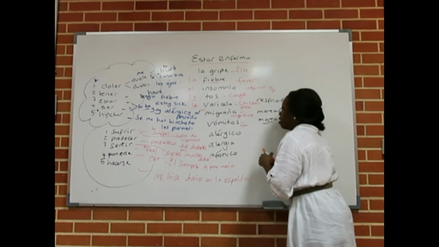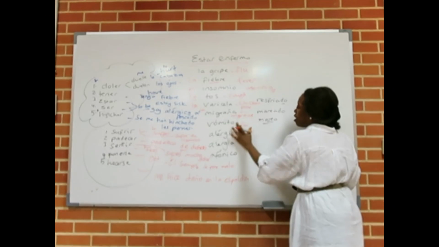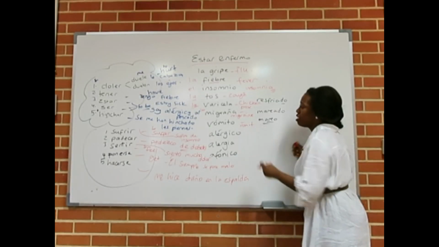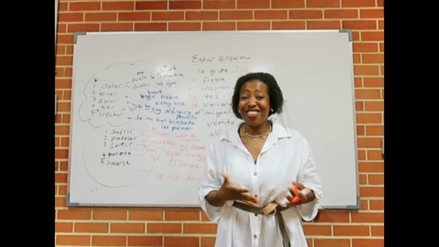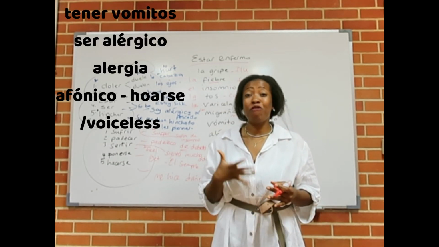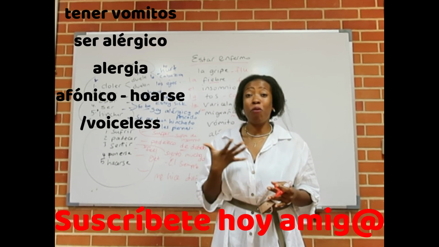There we go. Okay, vómitos. I put vomit. Okay? So, he estado vomitando todo el día. I've been vomiting. I apologize, but it seems the voice is just gone. So I'll just have to do this like this. So, vómitos is vomit, tener vómitos. Ser alérgico, which is to be allergic. Alergia, allergies. And afónico is when you're voiceless. Your voice is gone, a little bit like me at the moment.